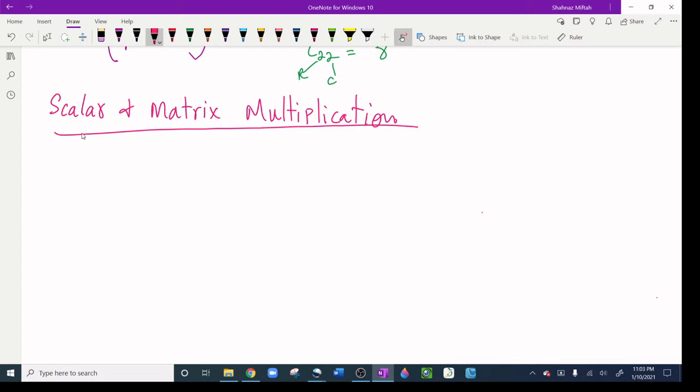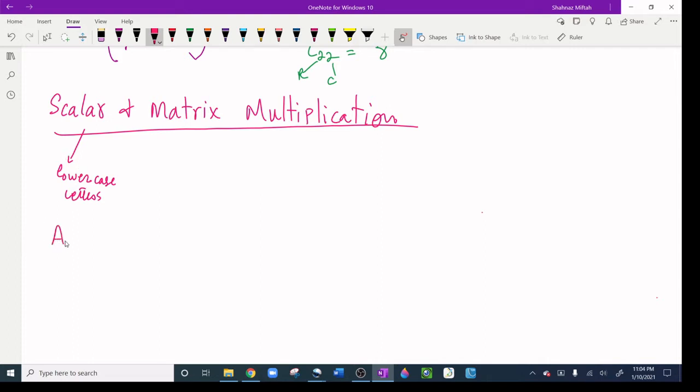This objective is about scalar and matrix multiplication. How do we multiply matrices and the scalar? What is a scalar? A scalar is the value that we multiply each matrix with. Scalar notation is always going to be a lowercase letter, always a lowercase letter. And we multiply each element in a matrix with the scalar.